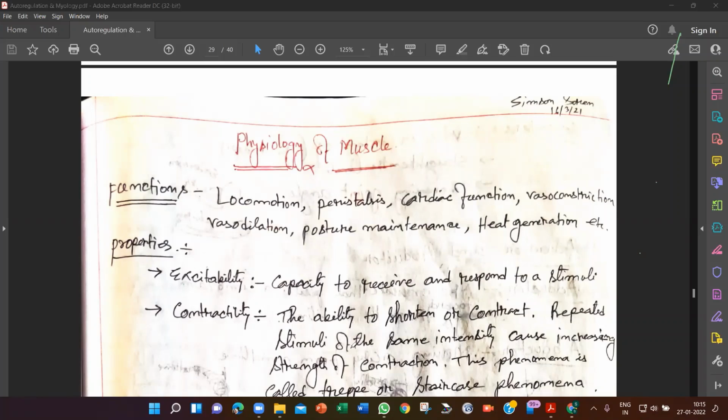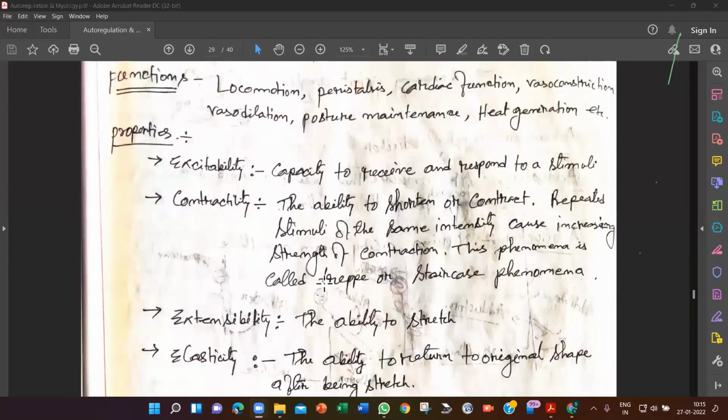Repeated stimuli of the same intensity cause an increase in the strength of contraction. This phenomenon is called treppe or the staircase phenomenon. So if the same strength of stimulus is given to the muscle repeatedly, the strength of contraction will increase. This phenomenon is called treppe.